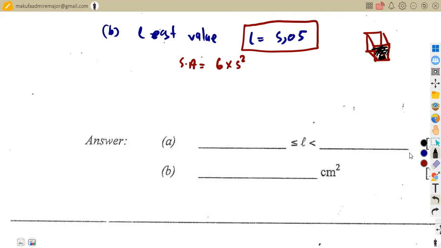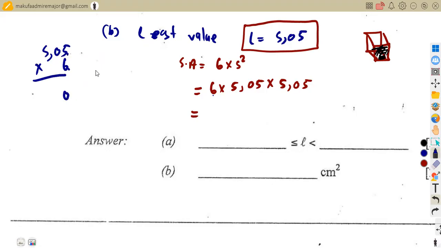So simply here, we are going to have 6 times side squared, which is side times side. So it's going to be 5.05 times 5.05. Here I want you to multiply properly. It was going to be easier if you multiply 5.05 first times 6. 5 times 6, that's 30. Here we obtain 0 plus 3, which is 3. With 2 decimal places, you're going to have 30.3. So after combining these, we are left with 30.3.